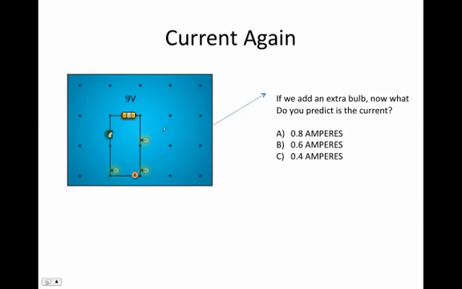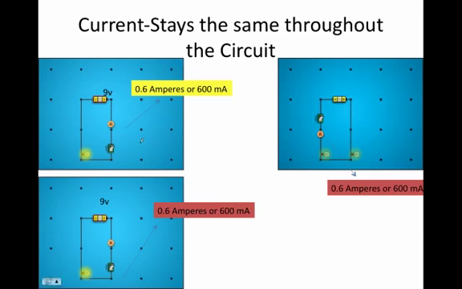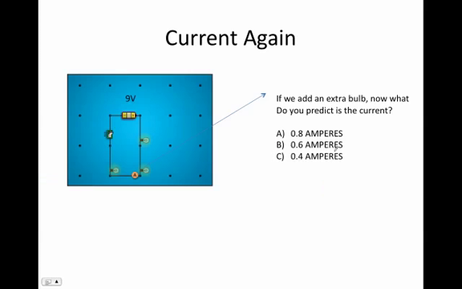Let's look again. We have a 9-volt battery. Now we've added, compared to this picture where there are just 2 bulbs, a 3rd bulb. Now what do you guess would happen if we measured the current? Remember, it could be anywhere along here.